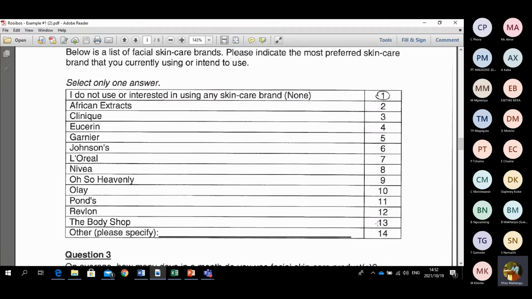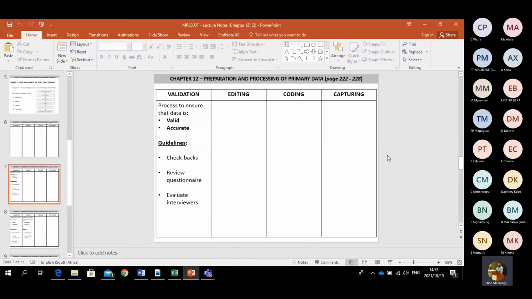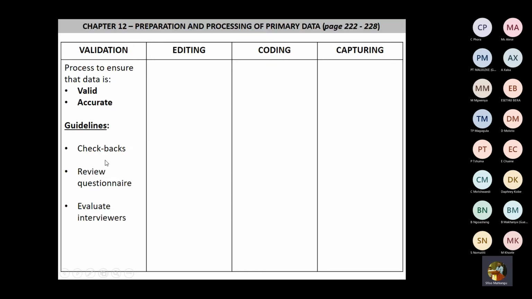So if this respondent selected number 13, we will not use this questionnaire. It's not valid, because it means that this respondent did not understand the question or it was fake data. So most of the time when interviewers or field workers cheat to complete the questionnaires, they don't pay much attention to the alignment or relationship between one question and another. So when we are able as researchers to review the questionnaire, the questions and the data, we ensure that the data is a true reflection, valid and indeed accurate.